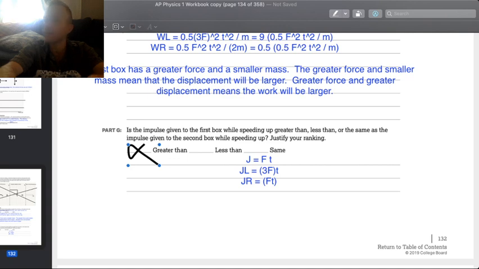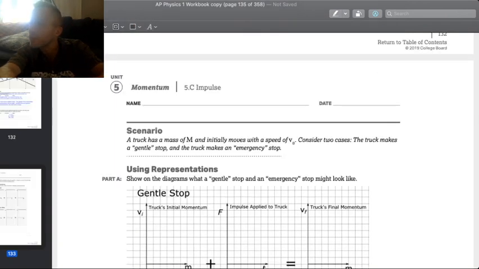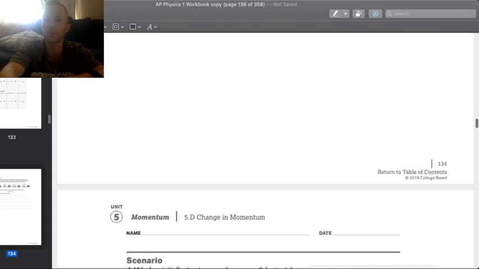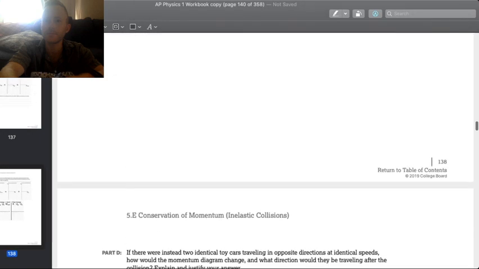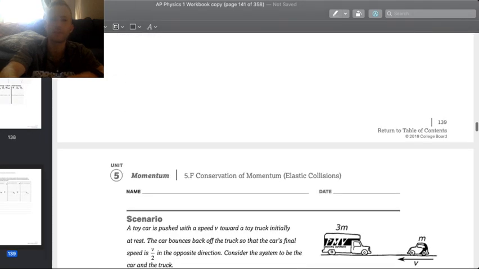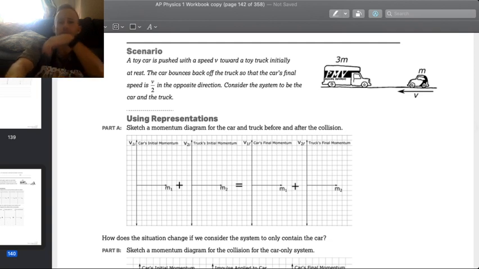Okay? So the next question I'm going to do is on page 140, so page 141. A toy car is pushed with speed v toward a toy truck initially at rest. The car bounces back off the truck so that the car's final speed is v over 2 in the opposite direction. Consider the system to be the car and the truck.